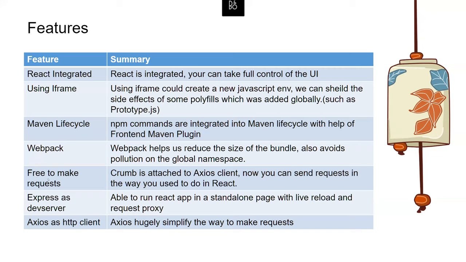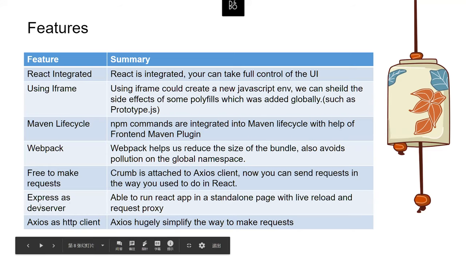Also, we are free to make requests, because the Jenkins crumb token is attached to the Axios client, and for now we can send requests in the way we want. Also, this template has an Express dev server, and it will enable the user to run the React app in a standalone page, and it has many features like live reload and request proxy. And also Axios as the HTTP client is a powerful client.